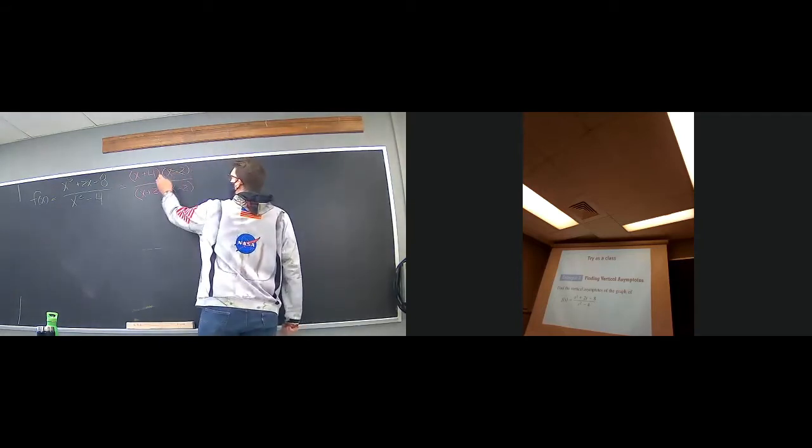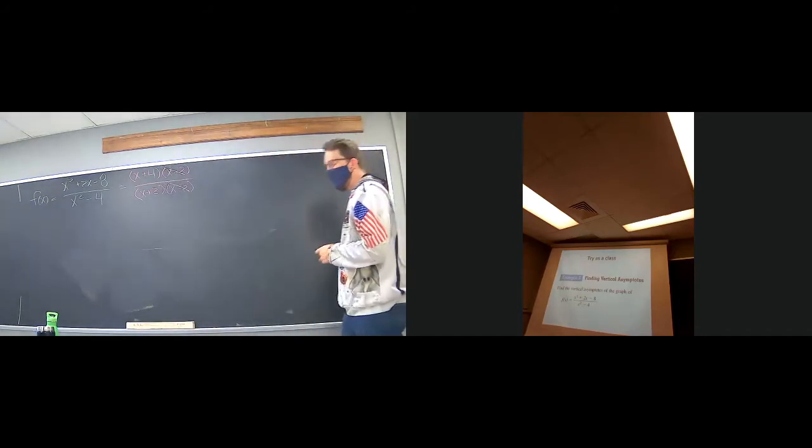Now notice we've got a cancellation in here. We can cancel out these x minus 2 factors. When we do, we're going to get that our function f of x is equal to x plus 4 divided by x plus 2.